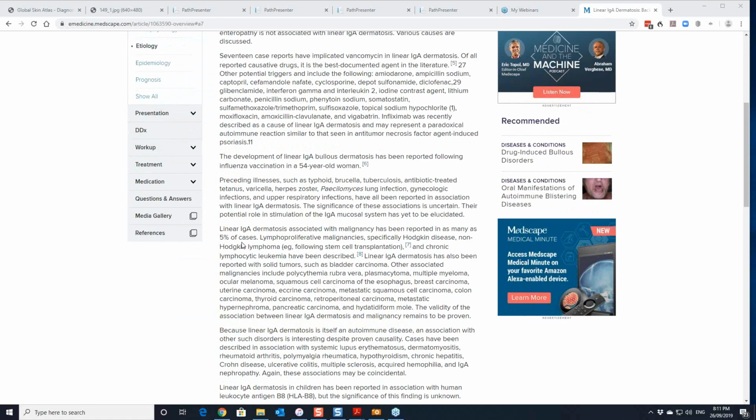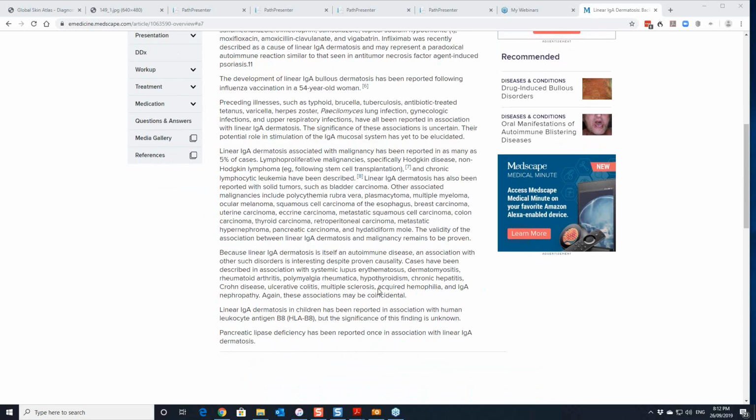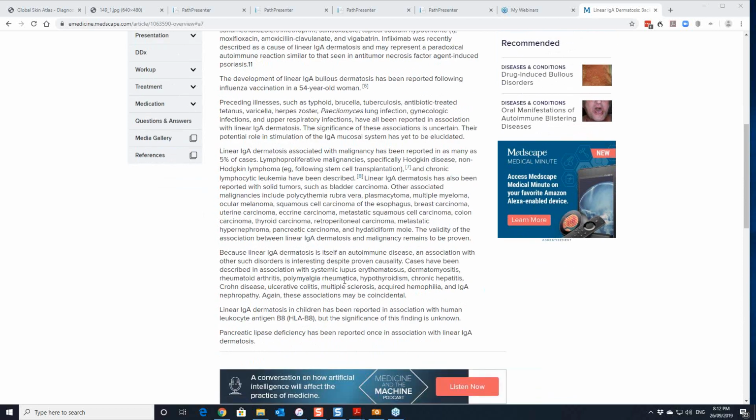Linear IgA is associated, in 5% of cases, with underlying malignancy. So Hodgkin's disease, non-Hodgkin's lymphoma, chronic lymphocytic leukemia, some solid tumors, bladder carcinoma. So yeah, you've got to keep that in mind as well when you see a case of linear IgA disease. And also in association with these other autoimmune disorders, these associations may be coincidental.